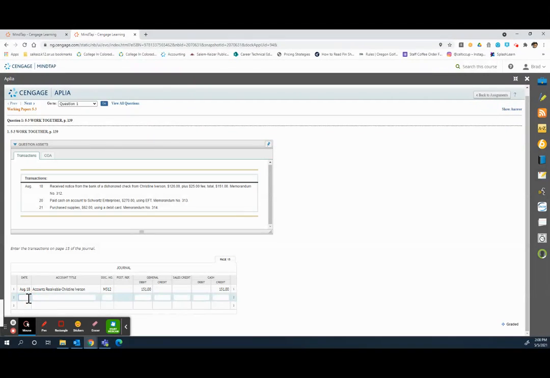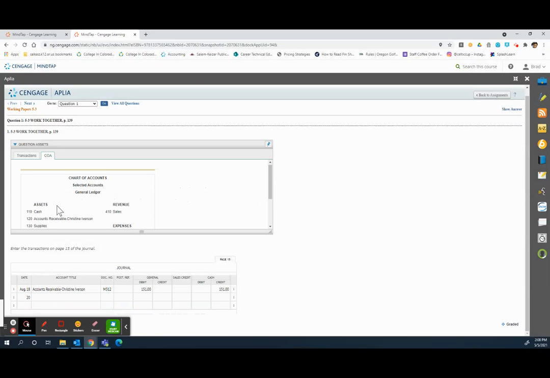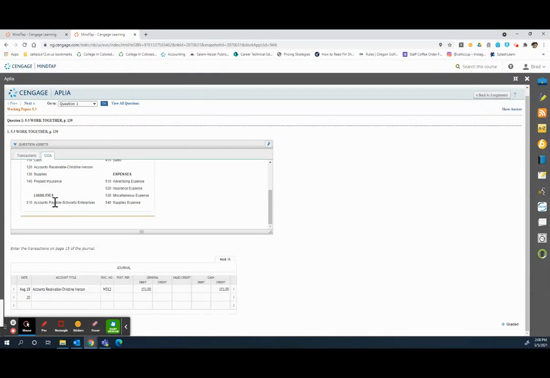The next 2 transactions are for when we pay for things using electronic funds transfer or a debit card. It's done exactly the same way that we would do any other kind of transaction when we are paying with cash, but we're going to be using a different source document. For the first one, we have paid cash on account to Schwartz Enterprises using EFT. If we check our chart of accounts, we're looking for Schwartz Enterprises, and there it is.